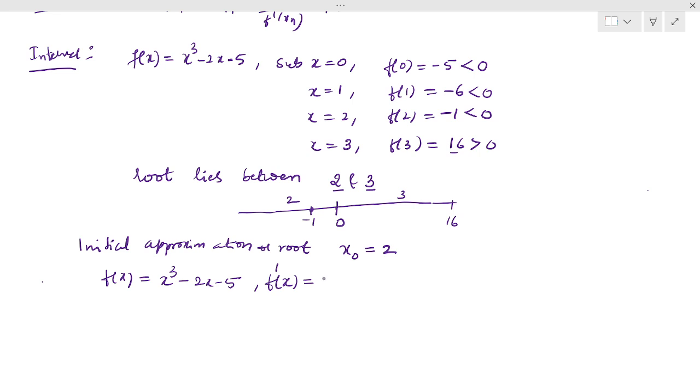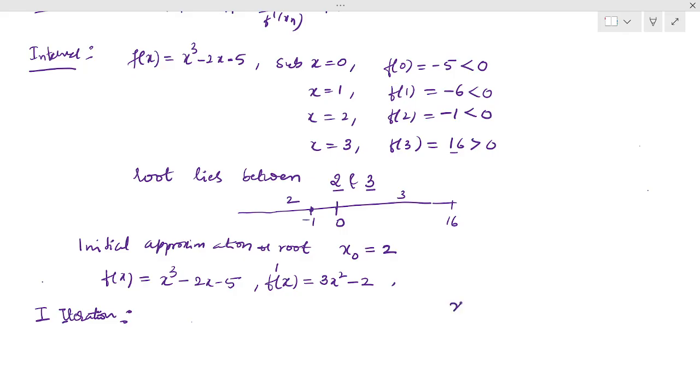The derivative of x cube is 3x square, and of 2x is 2. Okay, so let me go for the first approximation. In the first iteration, as I told you already, in the formula, that is in the Newton-Raphson method, we need to substitute.